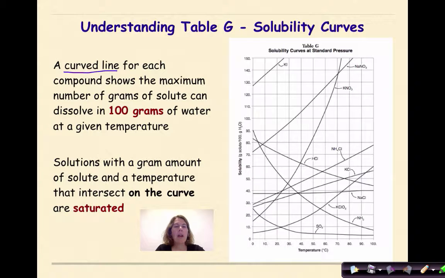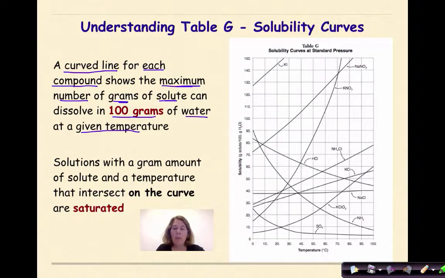A curved line for each compound shows the maximum number of grams of solute that can dissolve in 100 grams of water at a given temperature. So that is sort of an overview of Table G.